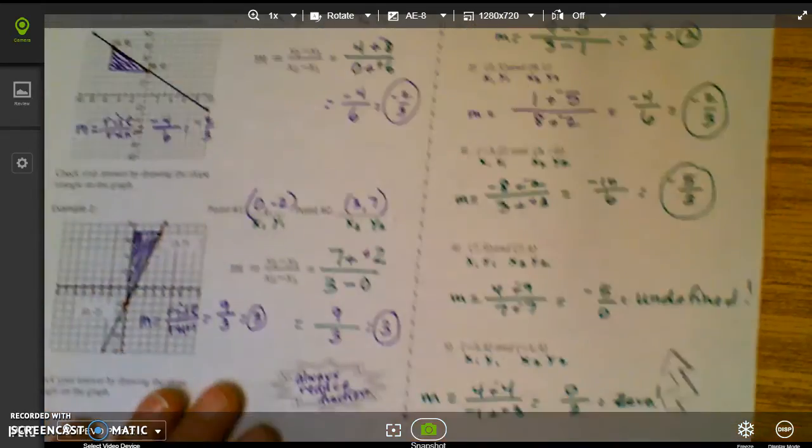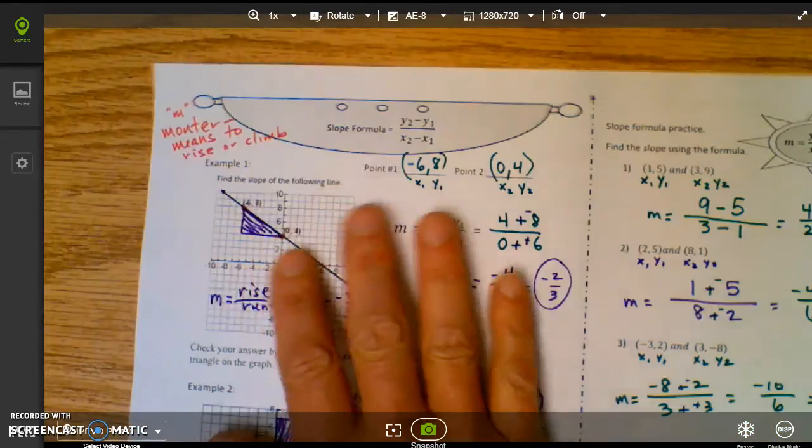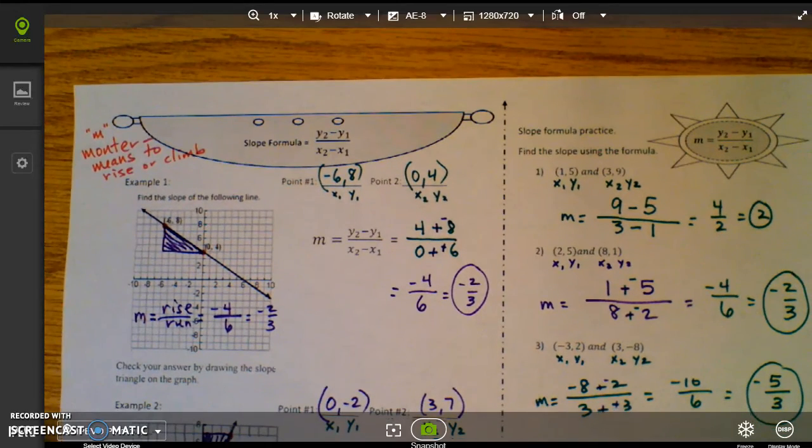So guys, now that you've had some practice and you understand how we can use the slope formula, you're going to cut on the dotted line, and you're going to go ahead and put it into your notebook. And then I have some extra practice problems for you to try.